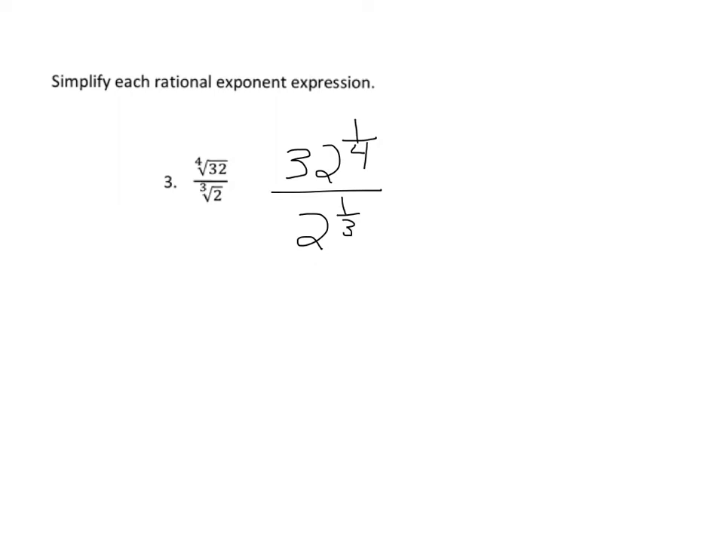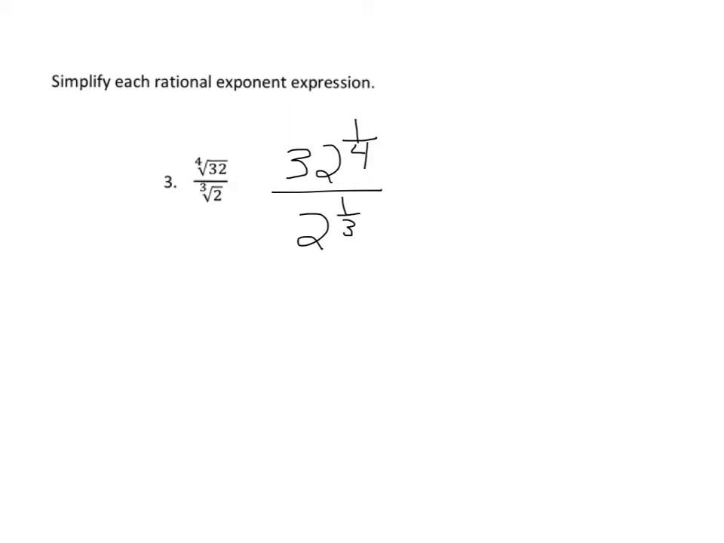Now, when we have a number over a number, or an exponent over an exponent, we need to subtract the exponents. However, we can't subtract the exponents unless they have the same base. And in this problem, we have 32 and we have 2, but they're not the same base. So we need to figure out if we can convert them to having the same base. So we actually can. So I look at my 32 and I want to figure out if I can get it to say 2 to some power, which gives me 32.